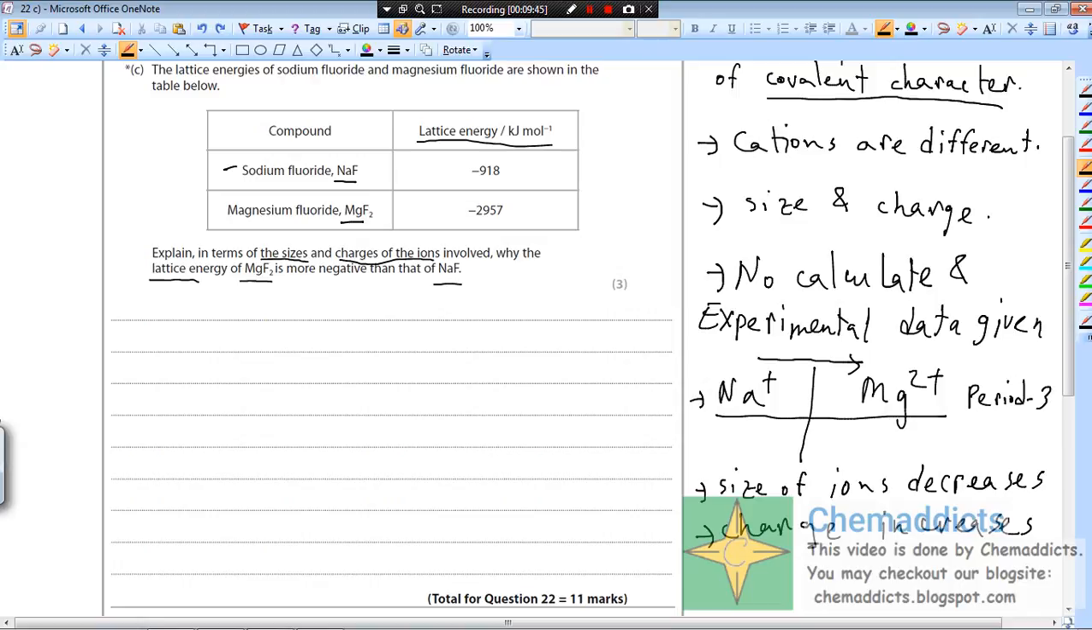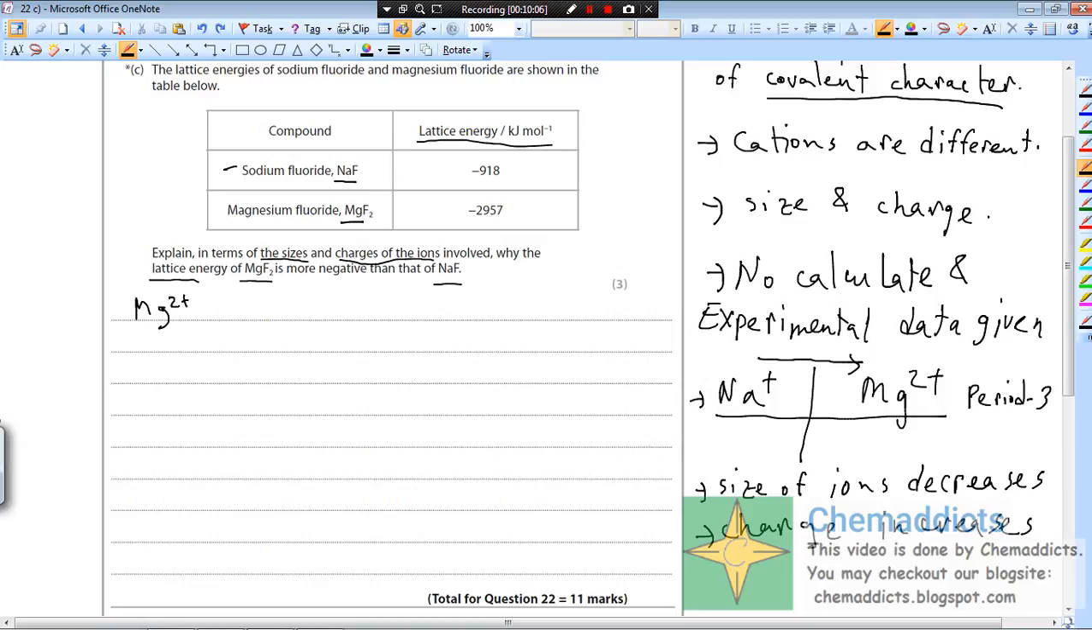In here the anions, the negative ions, are the same. In this case this is fluoride, and this is also fluoride. So the only difference here is the magnesium and sodium ion. So we need to just write like this.